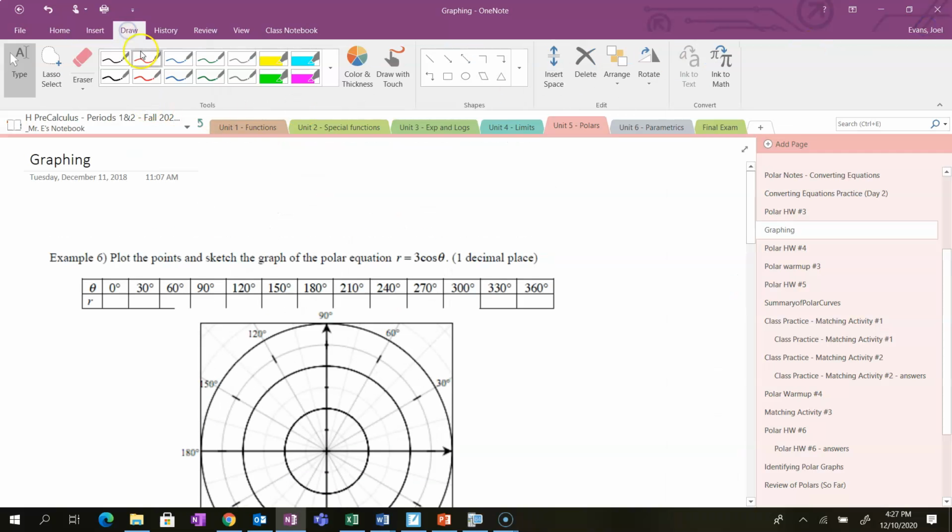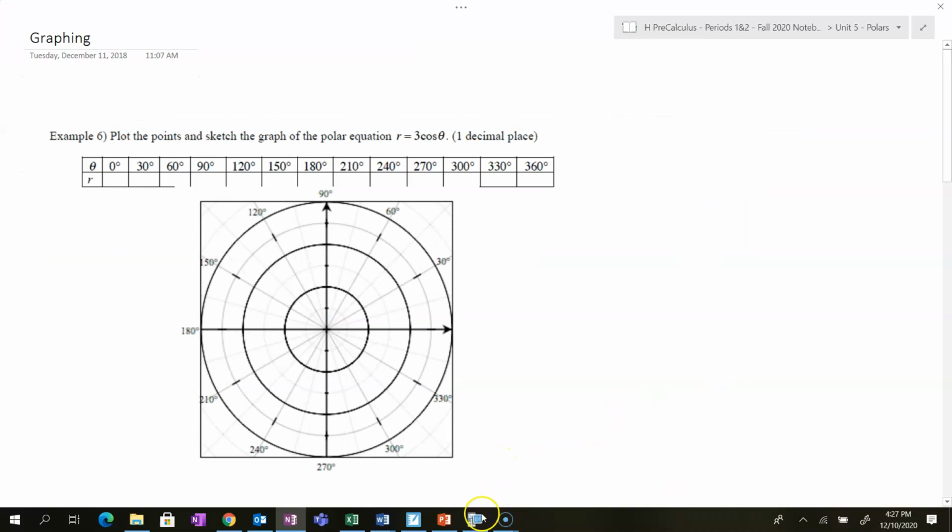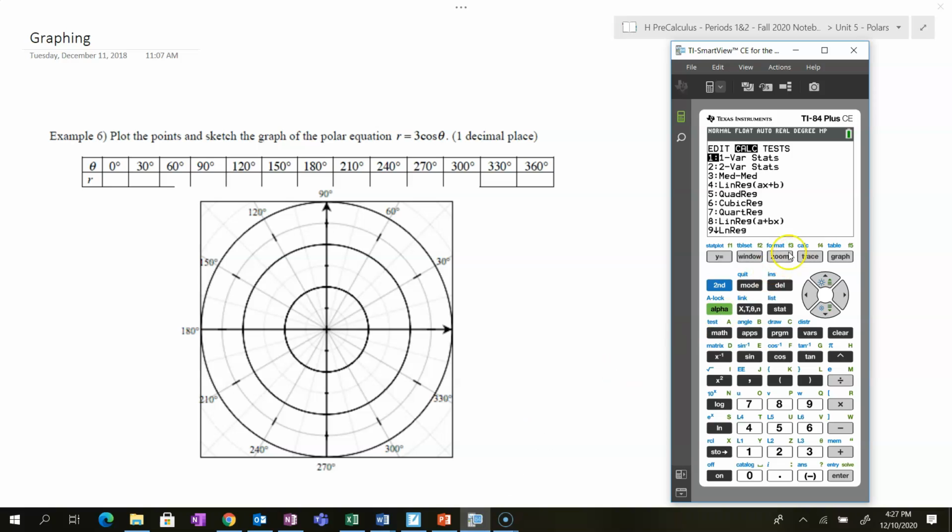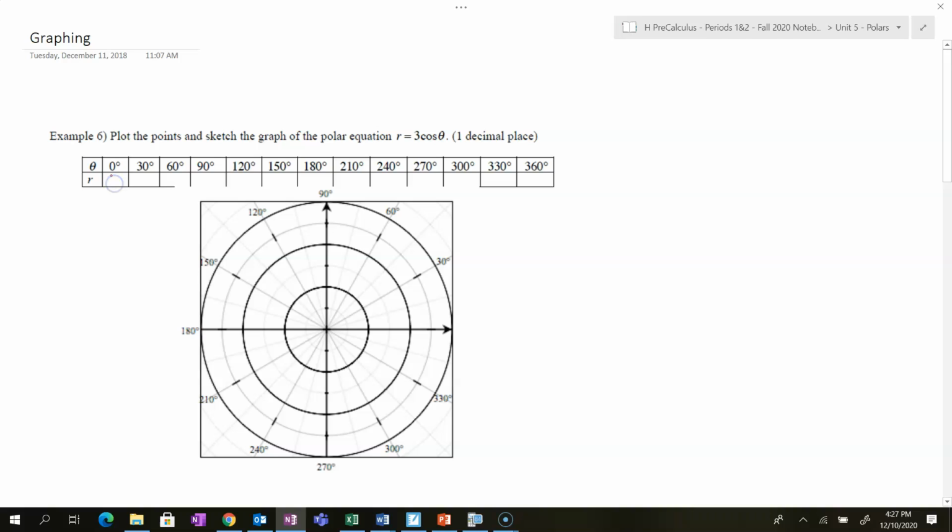So let me go ahead and get my pen, and then I can grab my calculator back in here. And we're just going to go ahead and start graphing this. The first thing is to make sure that your calculator is in degree mode. You can see here on the 84, degree mode is highlighted, so I'm good to go. Second quit, and then I'm just going to plug in. So 3 cosine of 0, you can probably do that in your head. That is 3. So we would put a 3 there.